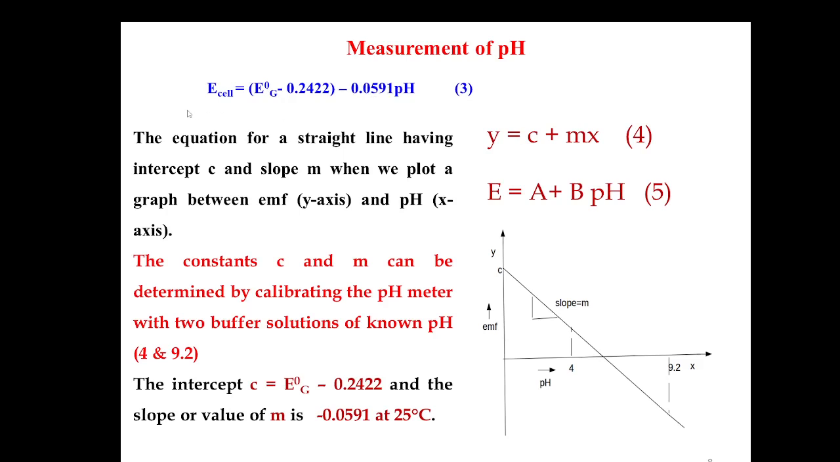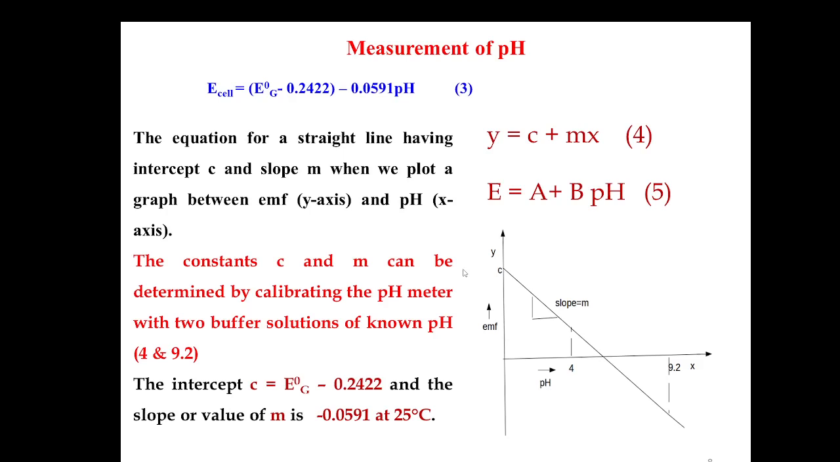So generally we can represent this equation as, instead of E cell, E equals A plus B into pH, where A stands for E naught G minus 0.2422, the intercept, and B stands for the slope, that is minus 0.0591. The constants A and B can be determined by calibrating the pH meter with two buffer solutions of known pH. Usually pH 4 buffer and pH 9.2 buffer solutions are used for calibrating the pH meter.